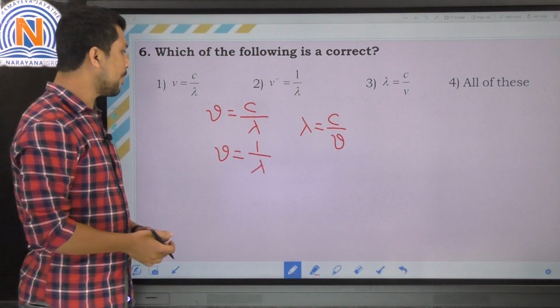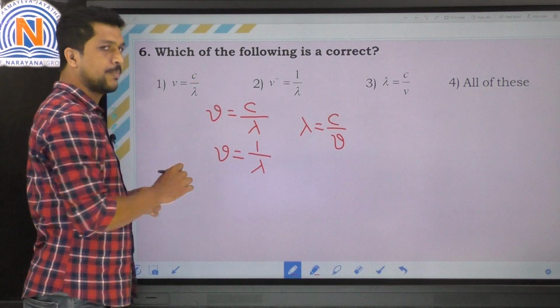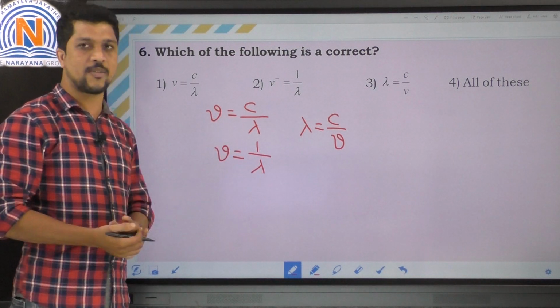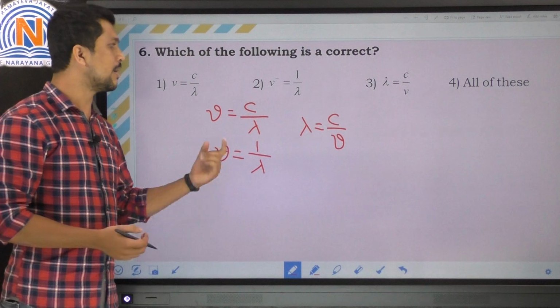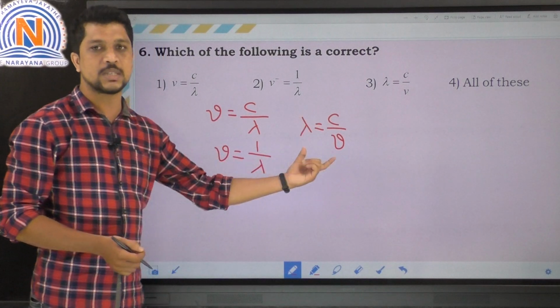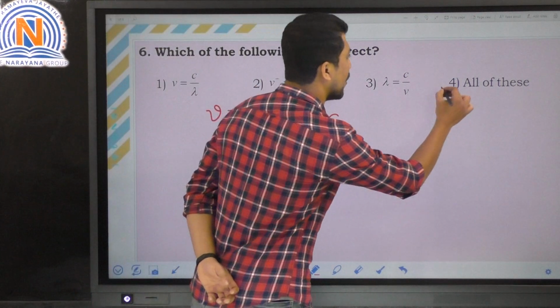So the first one, nu equal to c by lambda, is correct. The second one, nu always inversely proportional to the wavelength, so nu equal to 1 by lambda, is also correct. And the third option, lambda equal to c by nu, is also correct. So the correct option is the fourth option.